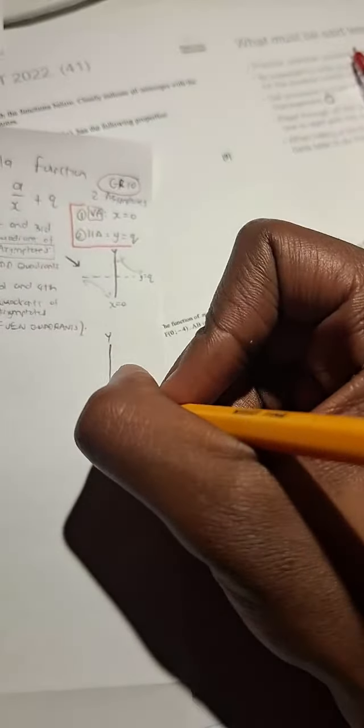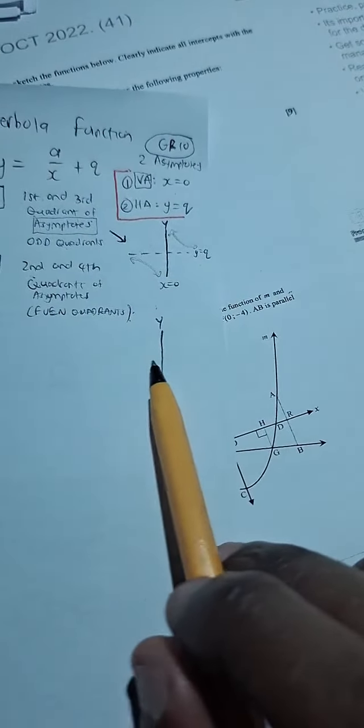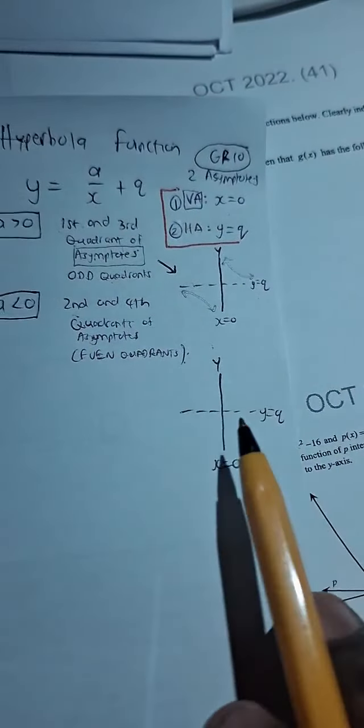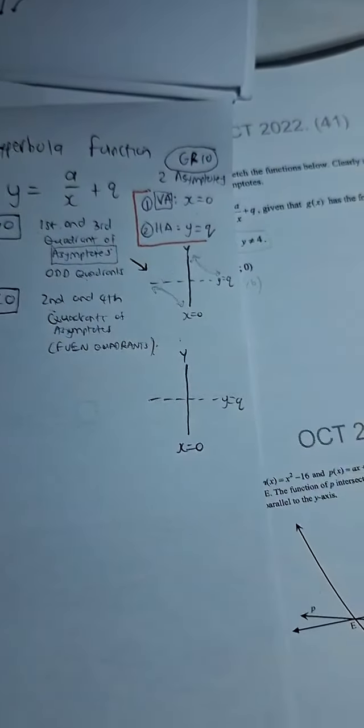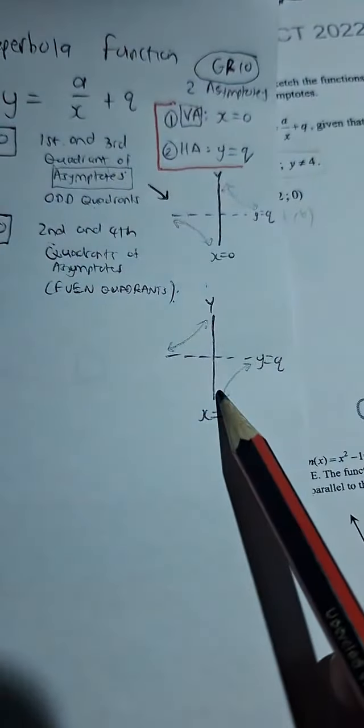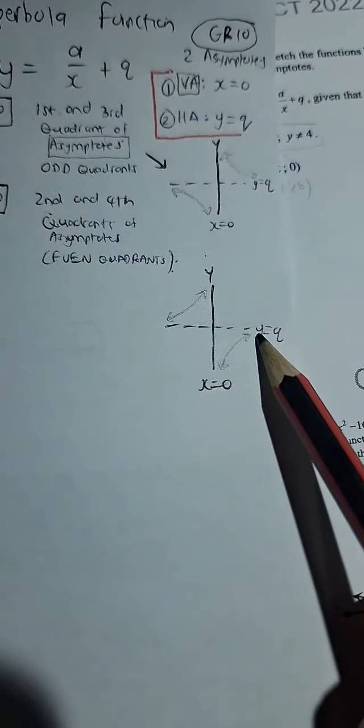Okay, so once again, as a grade 10 learner, your y-axis is the vertical line, that is x is equal to 0. Then remember, whatever the horizontal asymptote is, y is equal to q, you will now draw in your function, it will be situated in the second and fourth quadrant. Please take note, the curve, nice smooth curve.